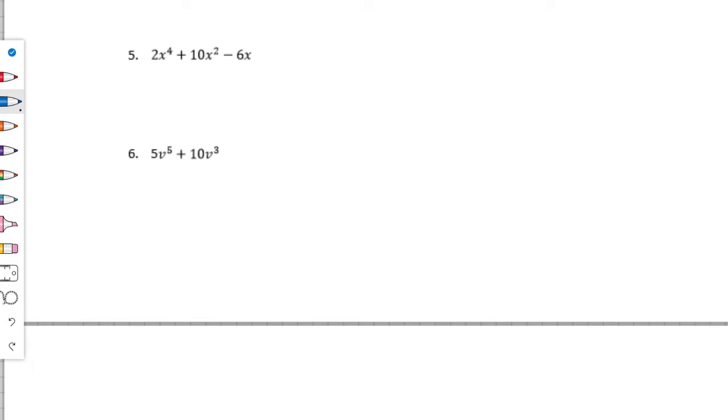So what I'm going to do is write out each term to the right over here. So we've got 2x to the fourth, 10x squared, and negative 6x. We'll just stick with a 6 for right now. So we're just going to ignore the sign for right now, and then what we're going to do is write out each of their factors.